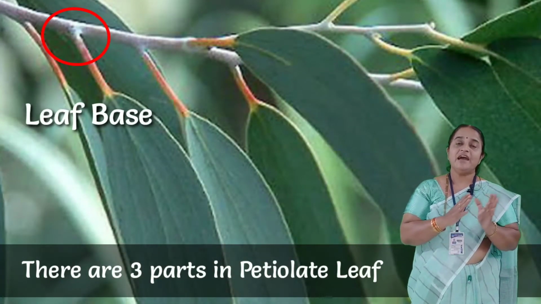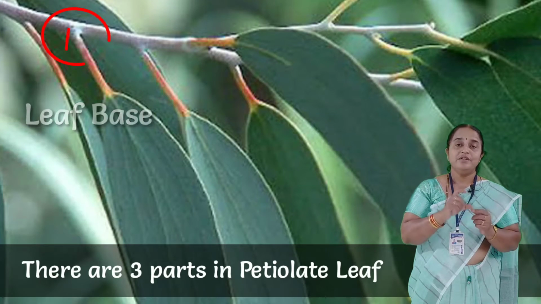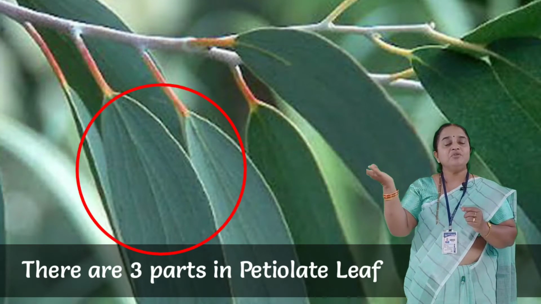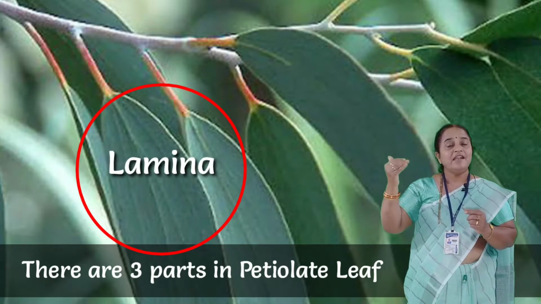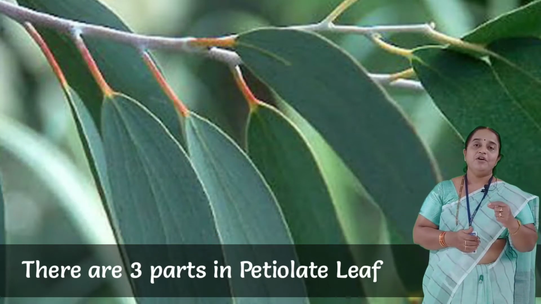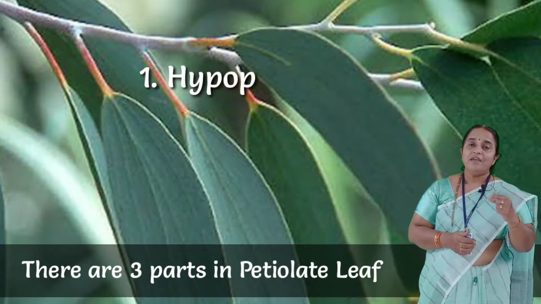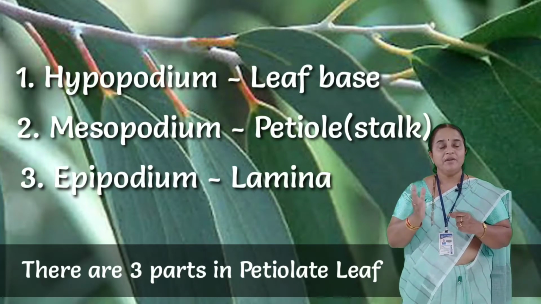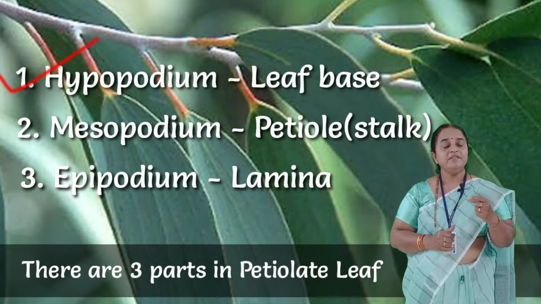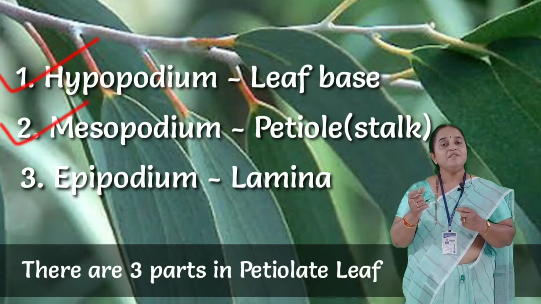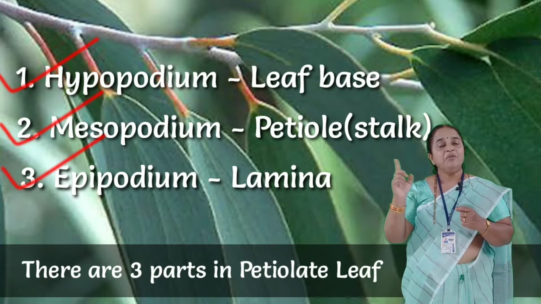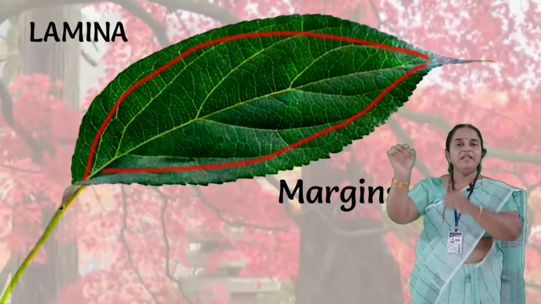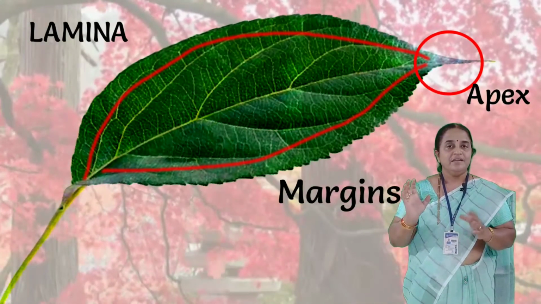Leaf base, which is attached to the node. Petiole is a flexible stalk and expanded portion is the lamina. In scientific way, we call hypopodium, mesopodium and epipodium. Hypopodium is the base, mesopodium is the petiole and epipodium is the lamina. Lamina has two margins meeting at the apex.